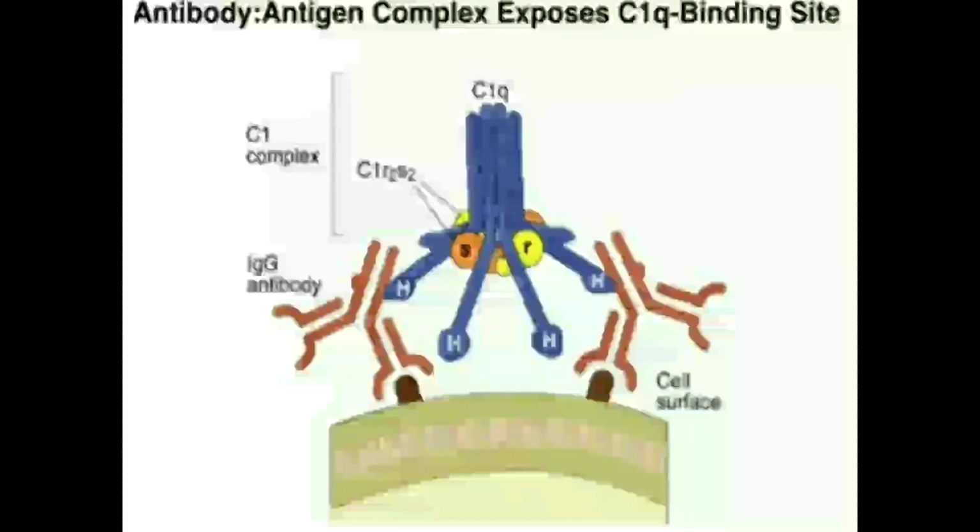Now suppose we have a pathogen or a microbe in circulation. To launch the complement system, the antibody has to come and attach to the cell surface of the antigen, that is our microbial cell or the pathogen. And mostly IgG and IgM are the antibodies which are involved in this pathway.